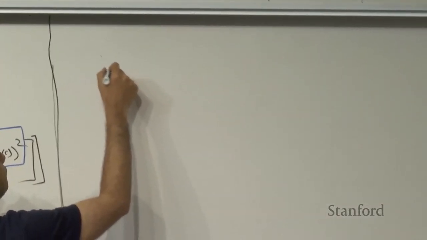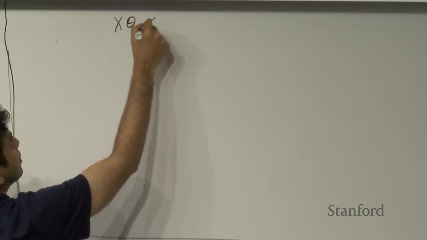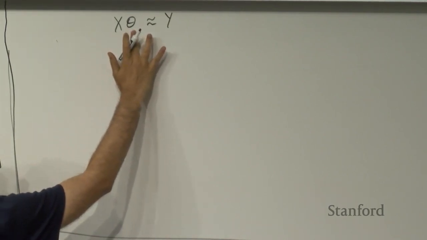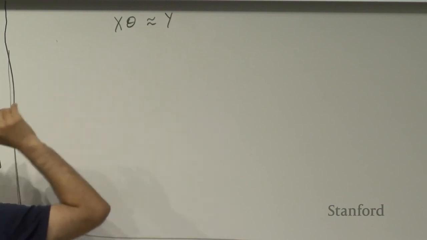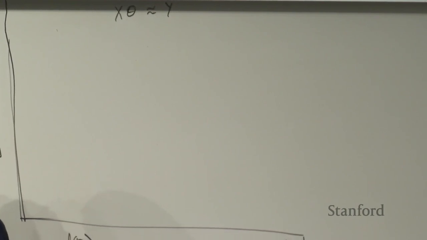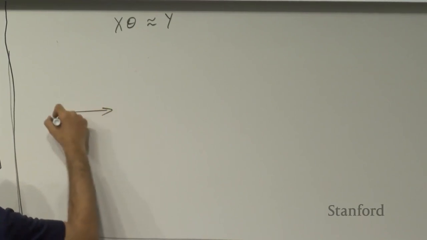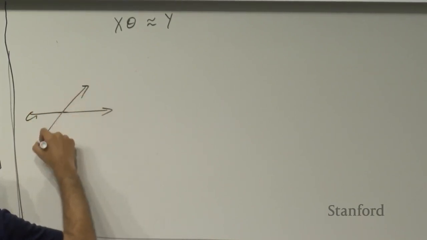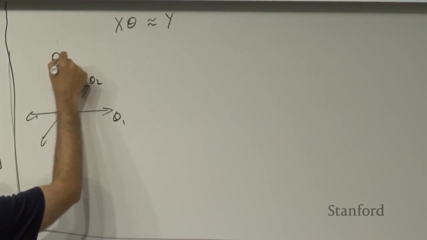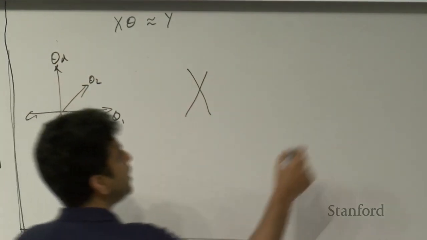Now, what we want to solve is X theta equals y. Here X is a matrix, theta is a vector, and y is another vector. Now, remember the functional view of matrices that we spoke about earlier? You can imagine an input space with coordinates theta 1, theta 2, up to theta d. You have a matrix X, and you have an output space.